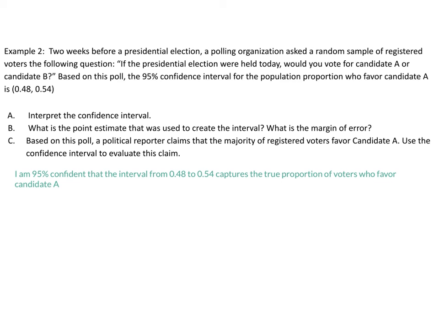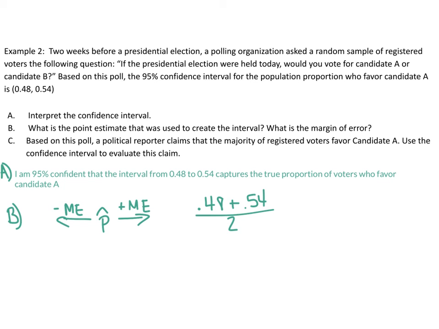In part B, we are asked, what is the point estimate that was used to create the interval, and what is the margin of error? So remember, your point estimate is in the middle, and we're adding and taking away our margin of error on either side to get our interval. So our point estimate, if we're given our interval, is halfway between. So how do I get it? Well, halfway between would be find your average, right? Add them together, chop them in half. So my point estimate here is 0.51.